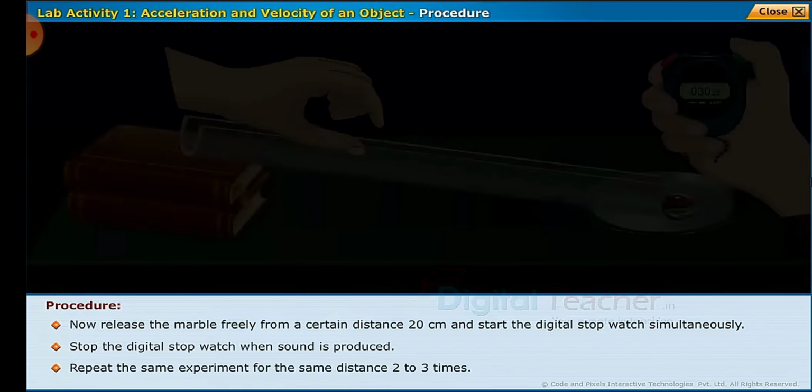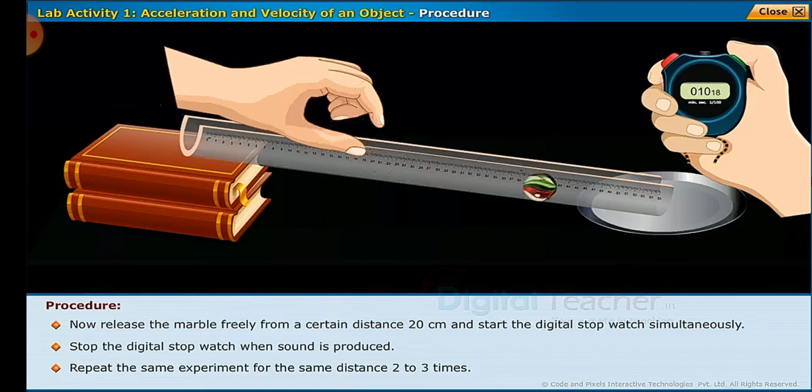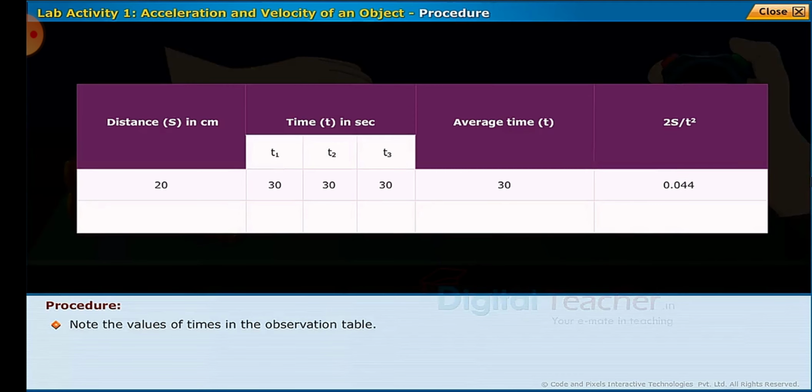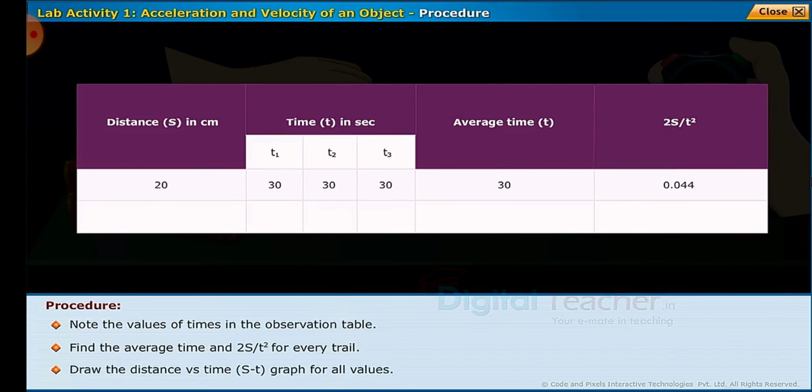Repeat the same experiment for the same distance 2 to 3 times. Note the values of times in the observation table. Find the average time and 2s by t square for every trial. Draw the distance versus time graph for all values.